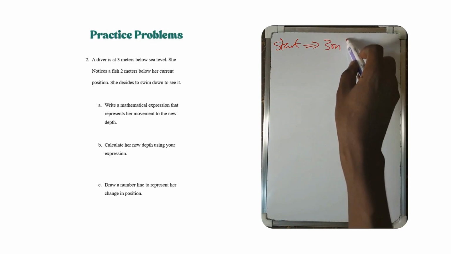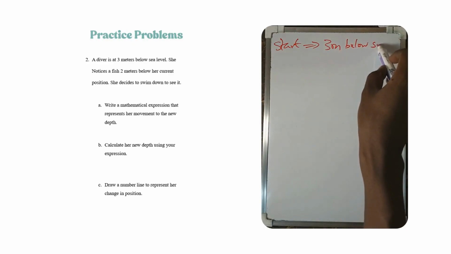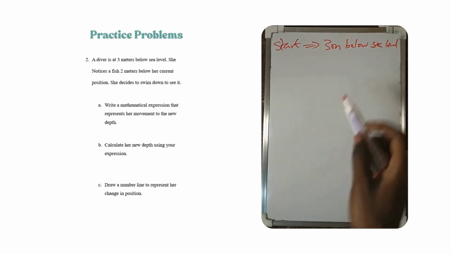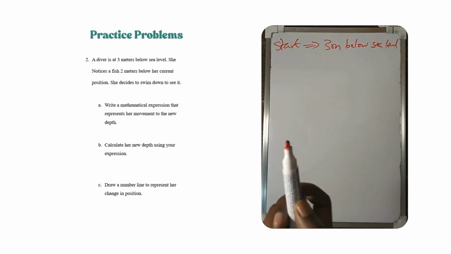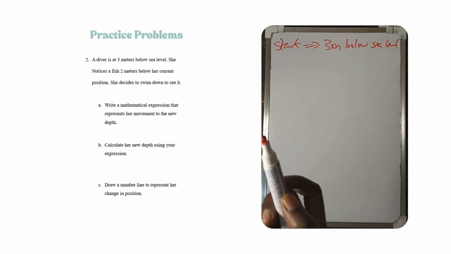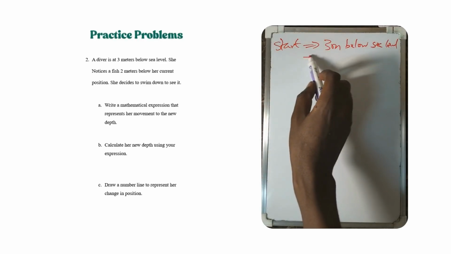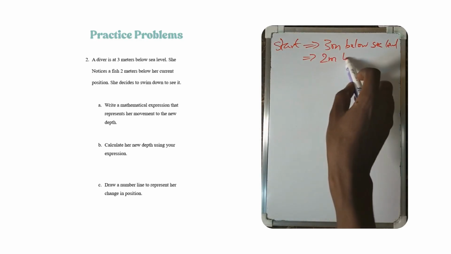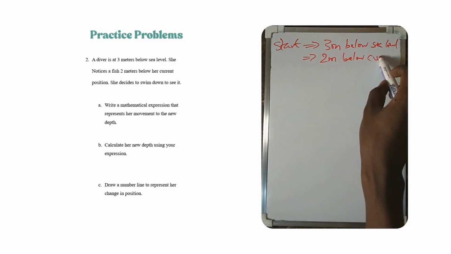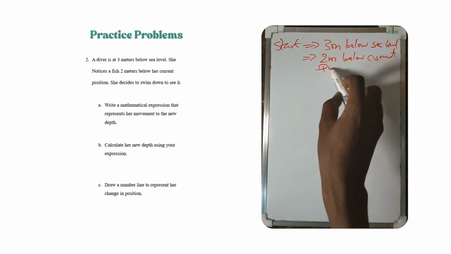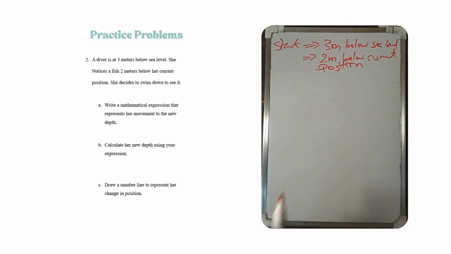The diver starts 3 meters below sea level. Then she notices a fish 2 meters below her current position. Write a mathematical expression that represents the movement to the new path. So this is the new path.